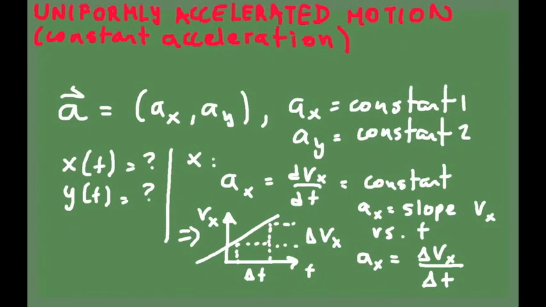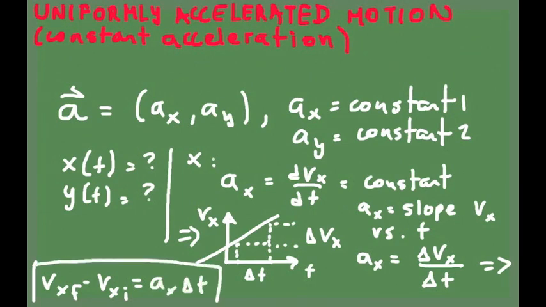From that equation, which is valid for any 2 points on that straight line, you get the equation that the x component of the velocity at some final instant of time minus the x component of the velocity at some initial instant of time is equal to the acceleration in the x direction times delta t, the time difference between the initial and the final positions. So this equation basically tells us how the velocity of the object is going to change with time.